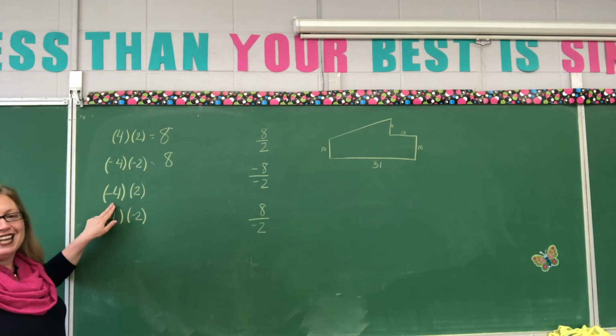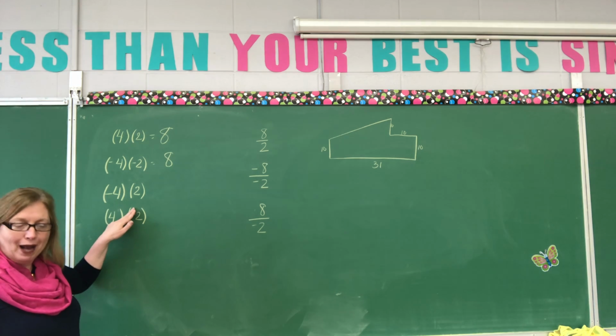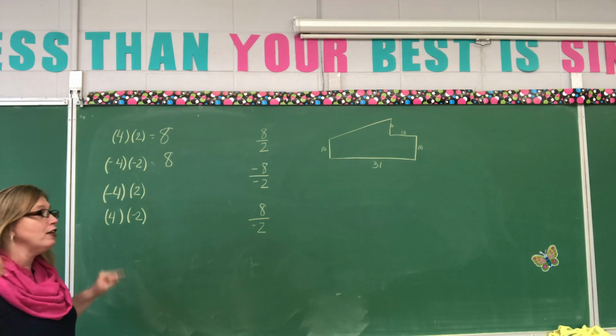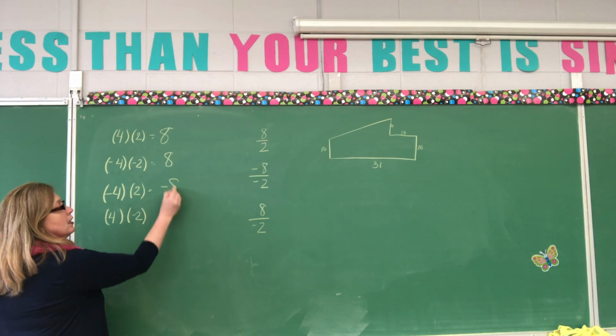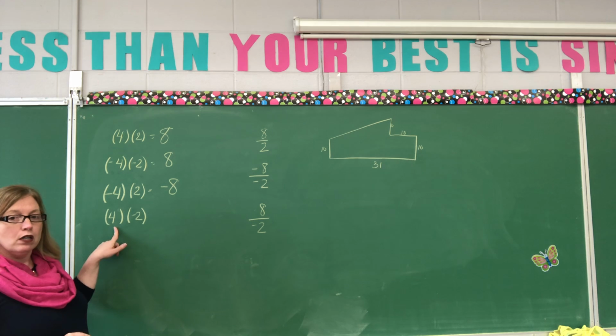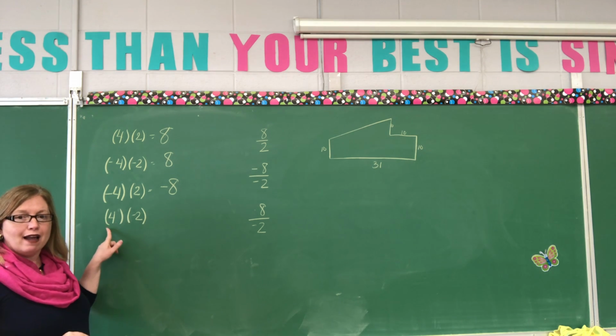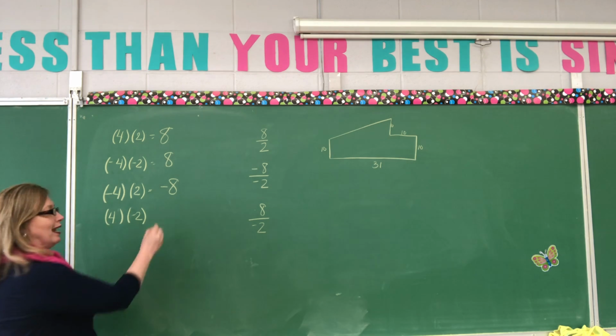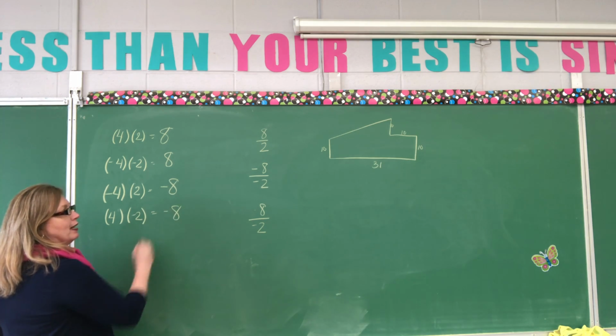Okay? Now I have a negative 4 times a positive 2. Signs are different. So my answer is negative 8. Now look at the last one. 4 times a negative 2. Again, I have 1 positive and 1 negative, so my answer is negative 8.